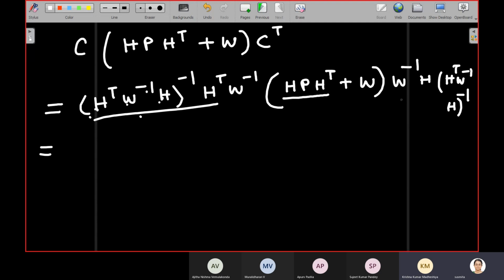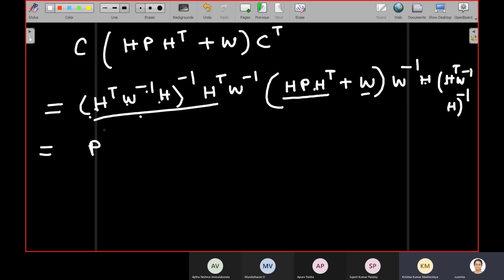And then on the right side we have again P, and then H transpose W inverse H whole inverse. So that will cancel, we just have P, right? Okay. Now let's consider the second term.